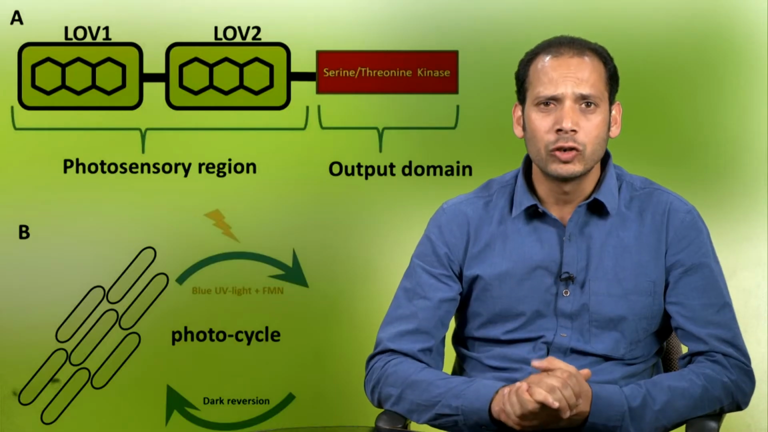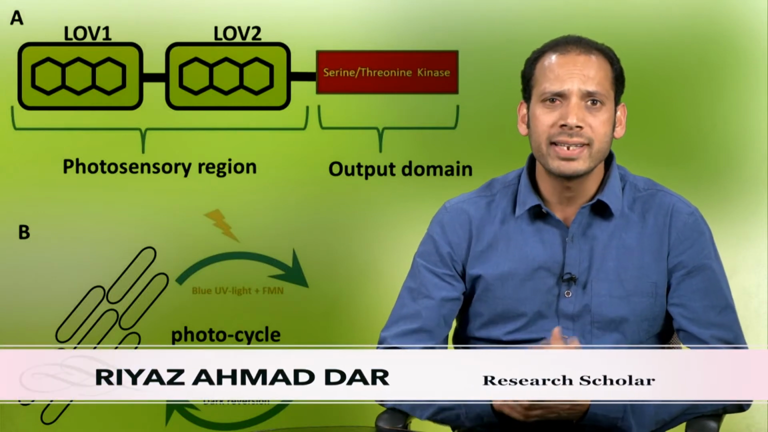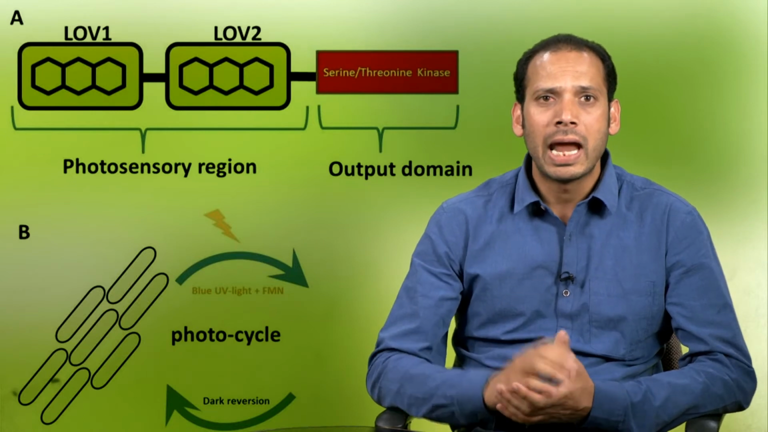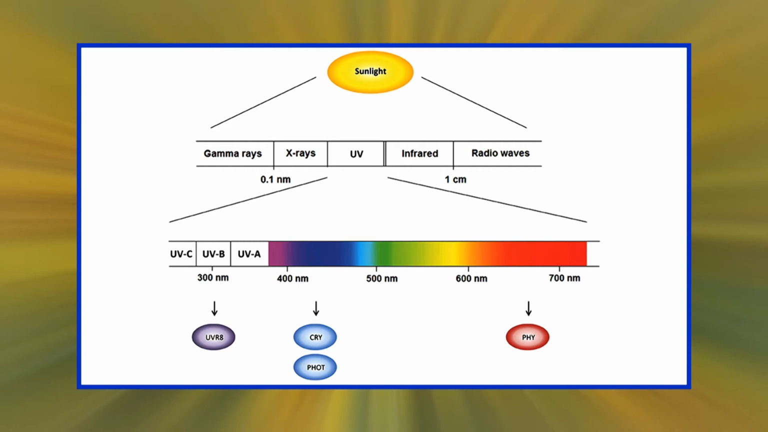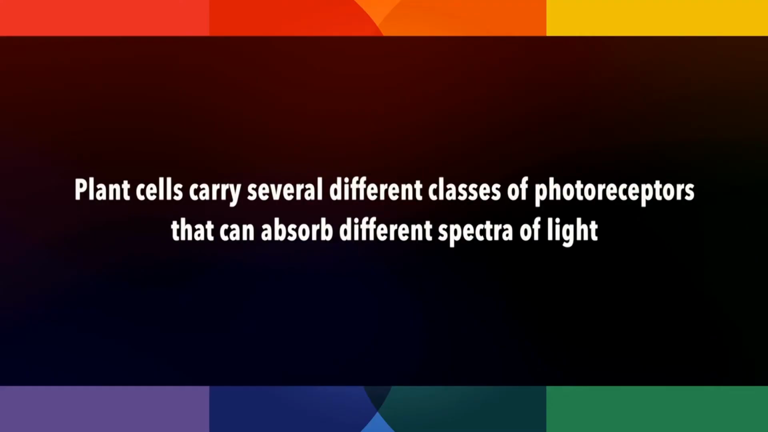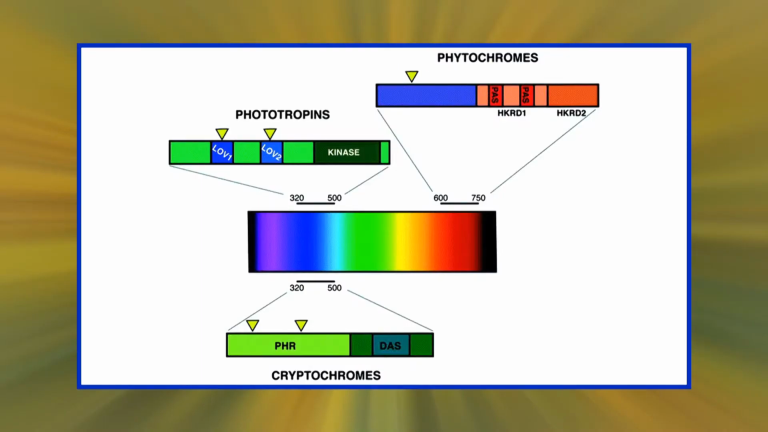Plants utilize light not only as an energy source for the process of photosynthesis, but also as an information source to enable the appraisal of environmental signals. They sense changes in the ambient light and adjust their development to optimize their fitness to the local environment. Plant cells carry several different classes of photoreceptors that can absorb different spectra of light. These photoreceptors include the red/far-red light receptor, that is phytochrome, and the blue light photoreceptors, cryptochrome and phototropins.